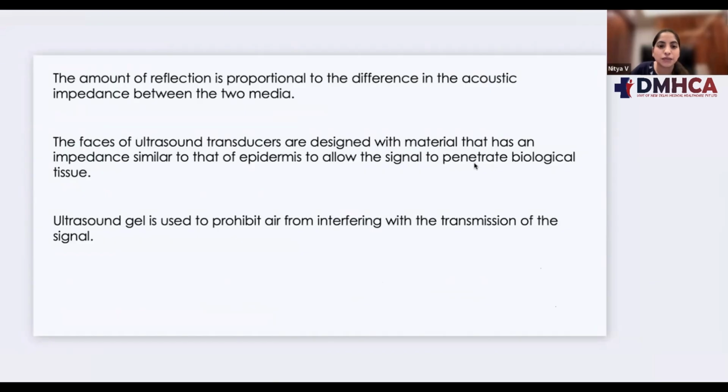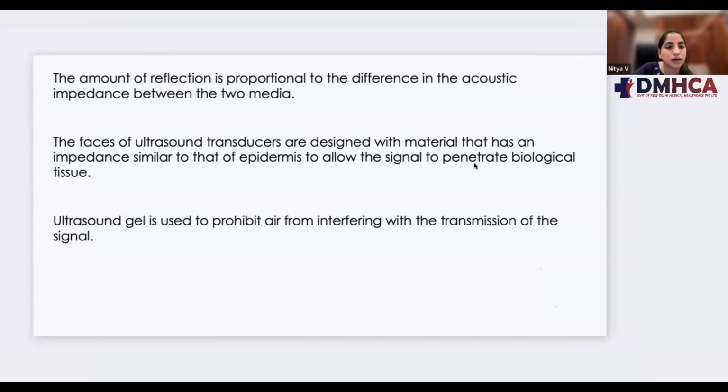The face of the ultrasound transducer is designed with a material that has an impedance similar to that of the epidermis. That is why, in the beginning, I explained the matching layer. This is what the matching layer does. It does not allow the reflection of sound waves before they enter the human body, because the matching layer is made of a material with an impedance similar to that of the epidermis, so there is no reflection before the sound wave enters the body.